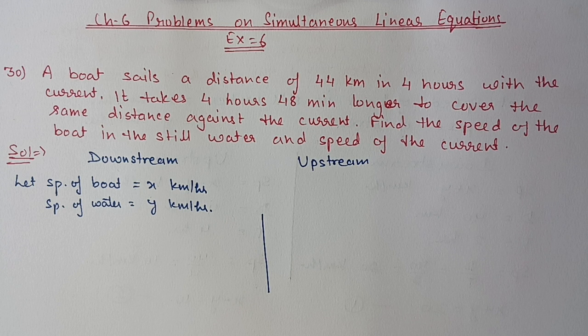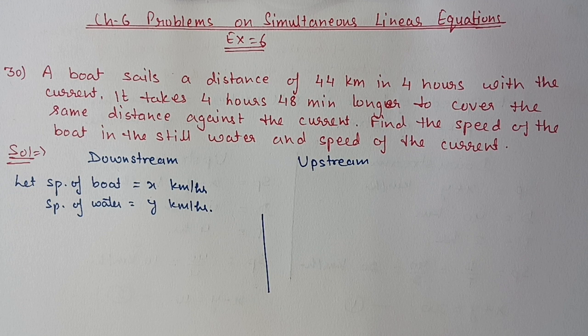30. A boat sails a distance of 44 km in 4 hours with the current, and it takes 4 hours 48 minutes longer to cover the same distance against the current. Find the speed of the boat in still water and the speed of the current.